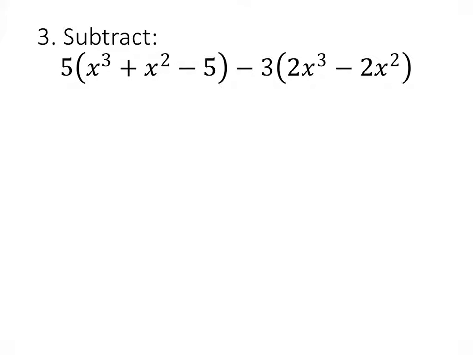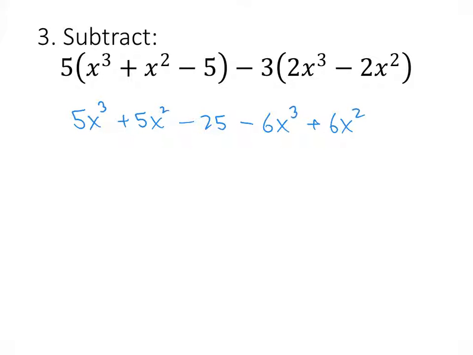Now we have to subtract, but we also have some distributing to do before we can subtract. So let's distribute this 5 multiplication, 5x cubed plus 5x squared minus 5 times 5 is 25. And now let's distribute the negative and the 3 at the same time. Minus 3 times 2x cubed is minus 6x cubed, and minus 3 times minus 2x squared is plus 6x squared.